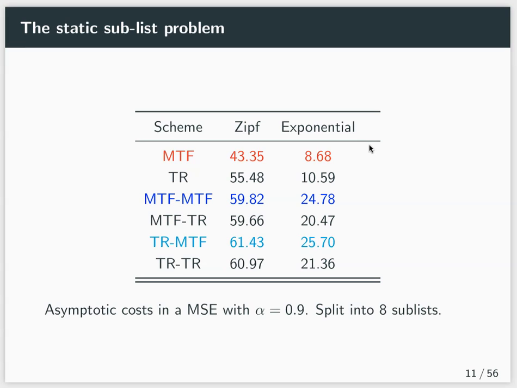For example, the original MTF rule for the exponential distribution has a cost of 8.68 units, whereas the list-on-list MTF was 24.78. All of these are always worse than the original rules. And the reason for that is because the elements which were put there originally stay there statically to the end. So the aim of our work was to try to move the elements within the various subgroups so that the elements which should be together are found together.